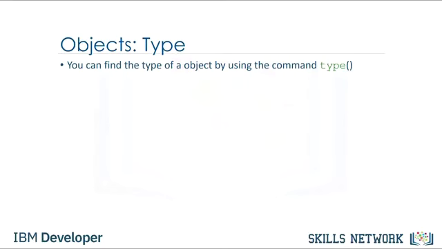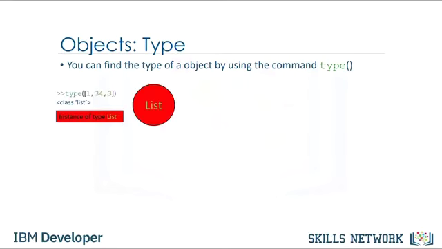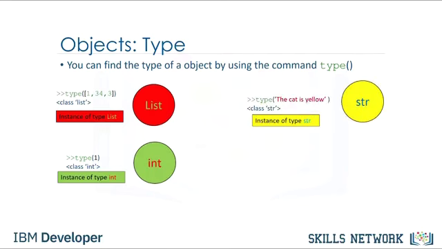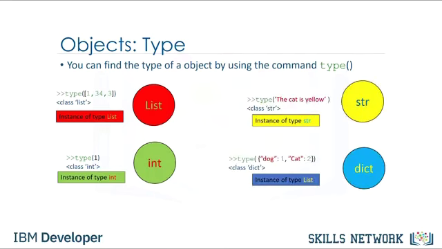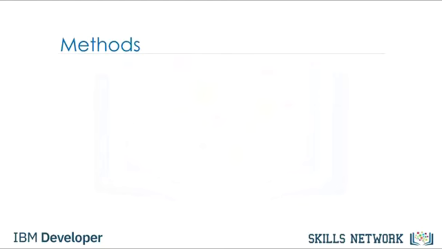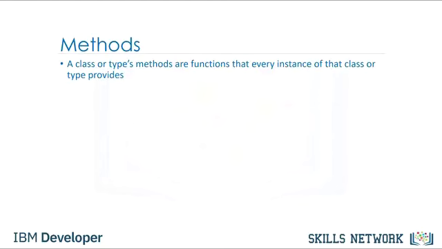In this case, we have an object of type list. We have an object of type integer. We have an object of type string. Finally, we have an object of type dictionary. A class or type's methods are functions that every instance of that class or type provides. It's how you interact with the object.